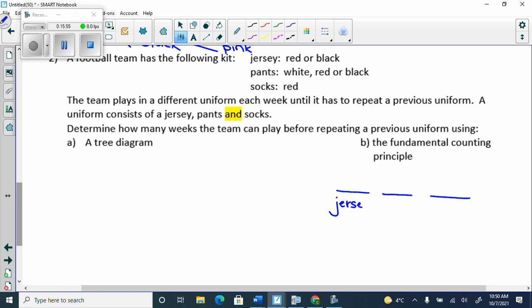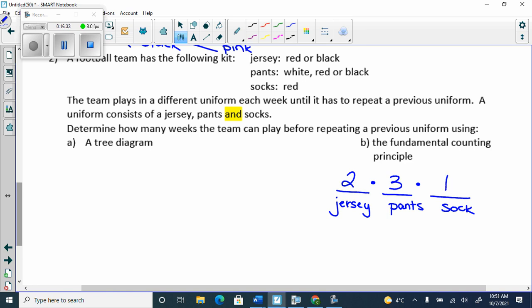So we would have jersey, pants, socks, and paying attention, I need to pick a jersey and a pair of pants and a sock color, correct? That's why I'm multiplying. That has to be a big takeaway for you. If I say the word and, it's multiplication. So I have jersey and pants and socks. So the jersey is 2 options. The pants I have 3 options. And the socks I have 1.